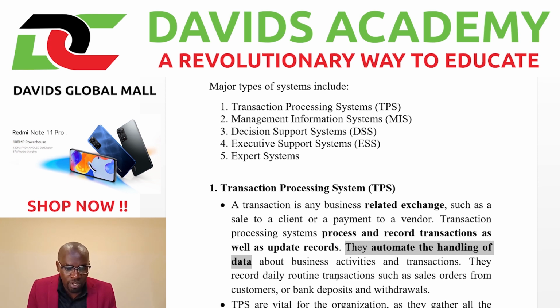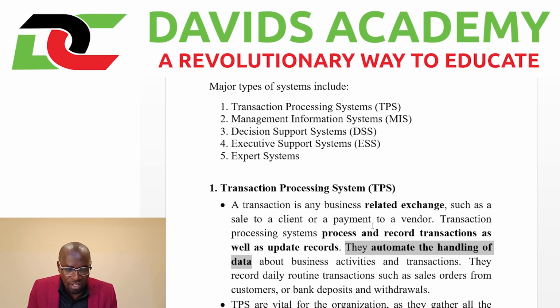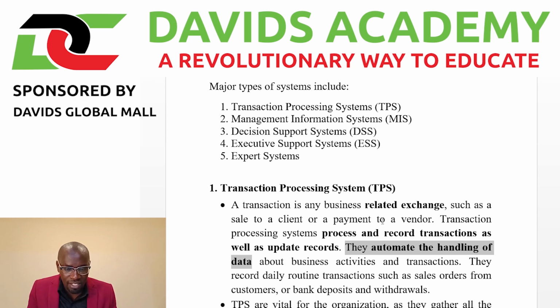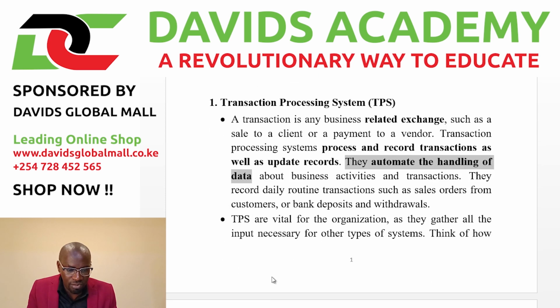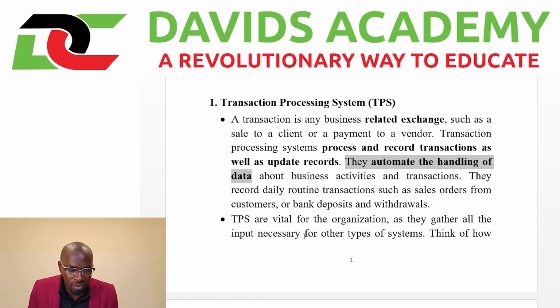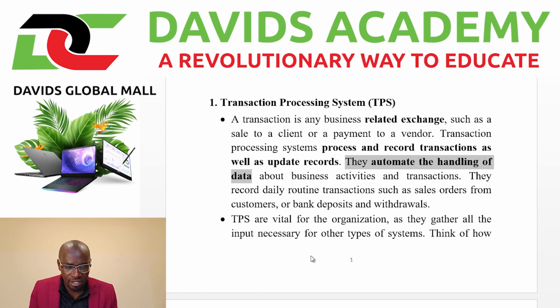A good example is when you go to the supermarket, you pick your items. At the point of sale, the place whereby you are given the receipt, they use what we call transaction processing systems. The system will record transactions, it will update records, and it will automate the handling of data. Number two, transaction processing systems are vital for the organization as they gather all the input necessary for other types of systems.